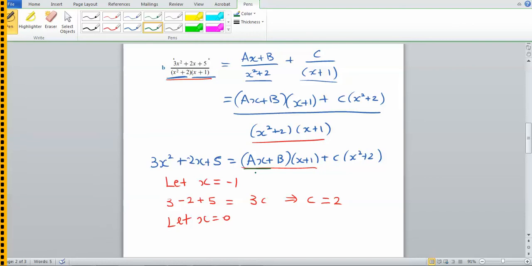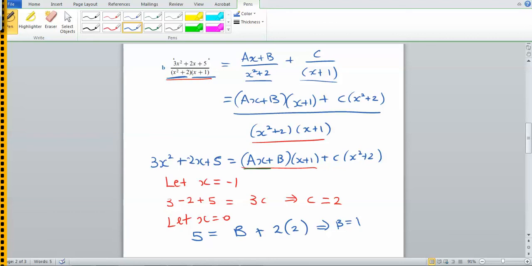So if x is equal to 0, then the left-hand side is 5, and then the right-hand side is b plus 2c, so that's equal to 4. Rearranging that, we've got b equal to 1. We know what b is, we need to know what a is now.